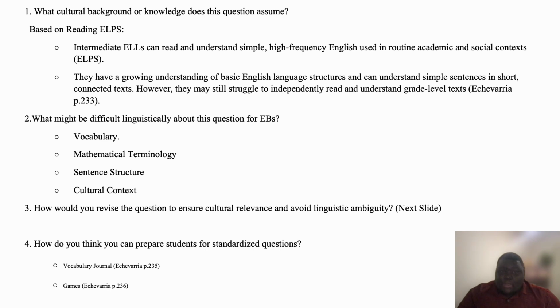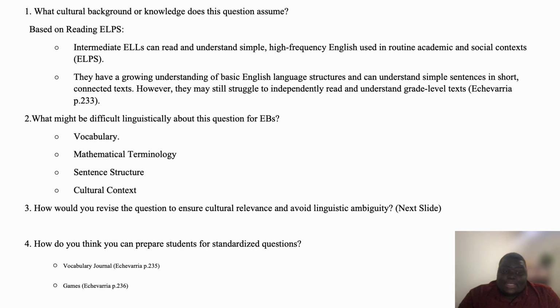And lastly, the cultural context. The question assumes some cultural background knowledge related to school supplies, like the words glue sticks and bags. They assume that these students know those words. EBs from different backgrounds or educational systems may have varying levels of familiarity with these school items, which can create an additional challenge in understanding the context and applying their knowledge to the question. I put the answer to question 3 on the next slide because I couldn't fit it on this slide.